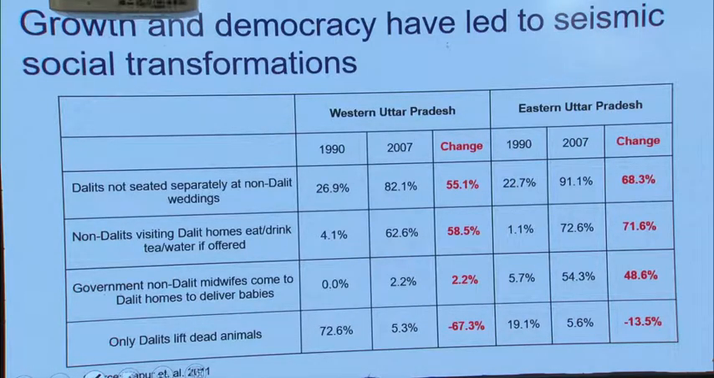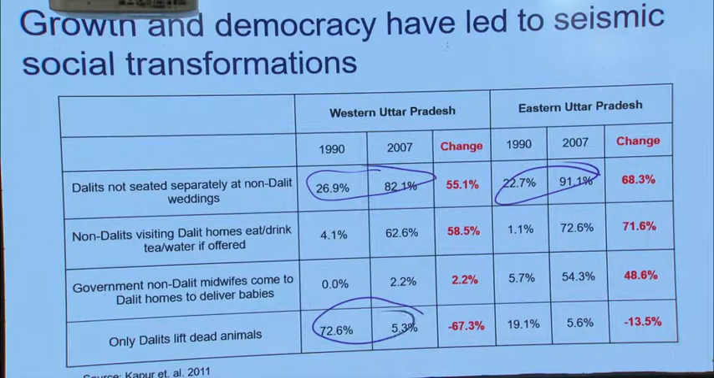What they found was that not only were there dramatic improvements in economic standards of living, more income, more access to consumer goods, etc., but they also found that there were seismic social transformations. So, for example, things like, would Dalits and non-Dalits be seated separately at weddings? Between 1990 and 2007, there were dramatic improvements. Only Dalits lift dead animals: dramatic decline, less dramatic, but some decline as well.